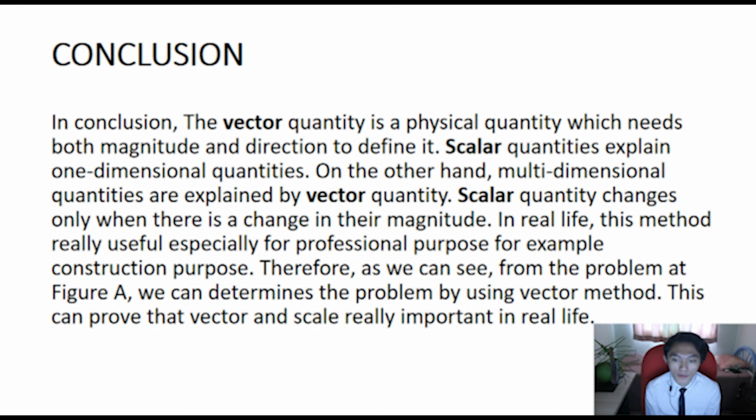In conclusion, a vector quantity is a physical quantity which needs both magnitude and direction. Scalar quantities explain one-dimensional quantities. Meanwhile, multidimensional quantities are explained by vector quantities. Scalar quantities change only when there is a change in their magnitude. In real life, this method is really useful, especially for professional purposes, for example, construction. Therefore, as we can see from the problem in figure A, we can solve it by using the vector method. This proves that vector and scalar are really important in our life.